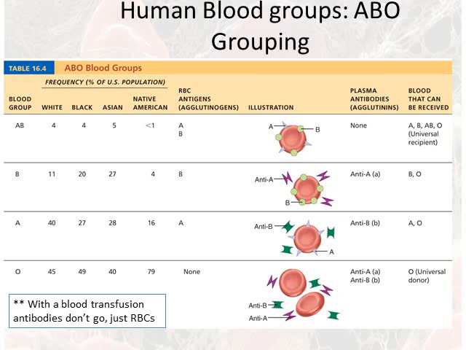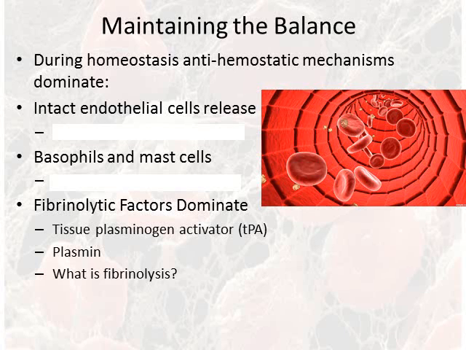I'm O negative, meaning that I have all antibodies and no antigens, so my blood can be given to anybody, so the blood banks are always hounding me for that. So definitely important to understand and know this table here.